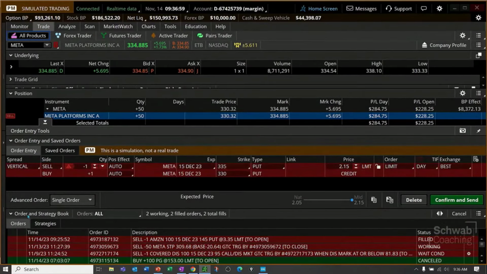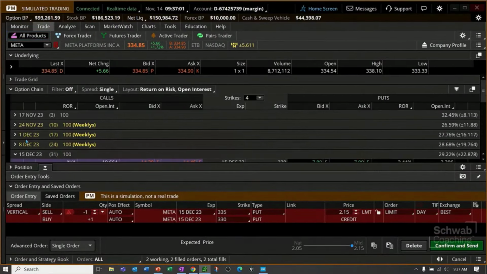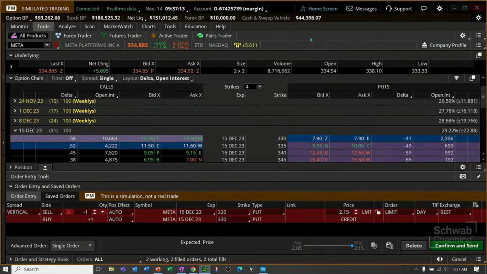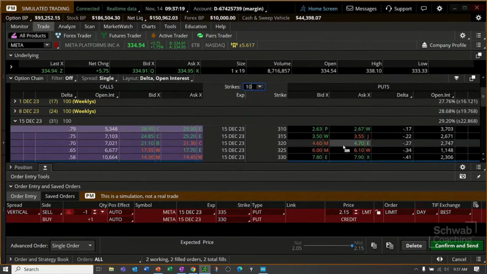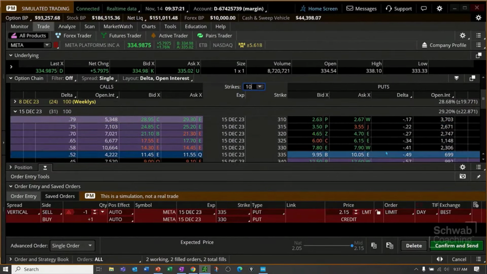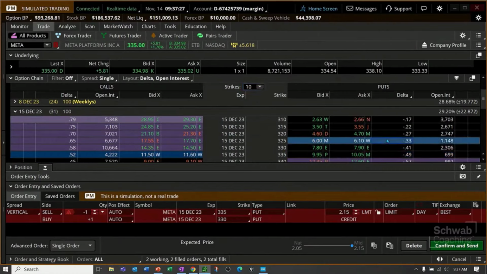Let's verify something. The reason we did the 335, 330 is that we want to compare like to like. But what if you said, I am not comfortable selling a 335 that is so close to the current stock price? Well, we don't have to. Take the knowledge of what we talked about last week, which is that whatever strike we sell, that's where we're willing to be a buyer.